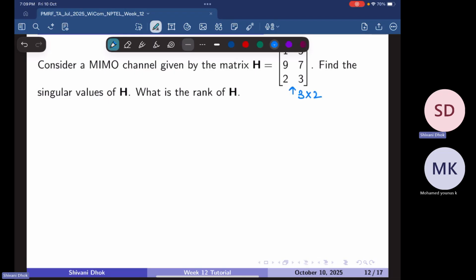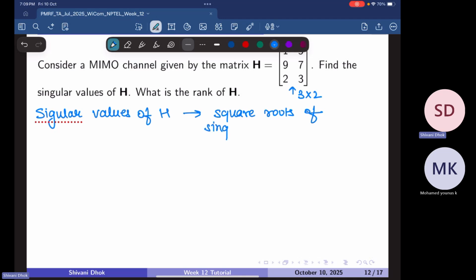Okay. And singular values of H are basically, or let me say it in this way, singular values of H are basically square root of singular values of H Hermitian, or H Hermitian H. Okay.